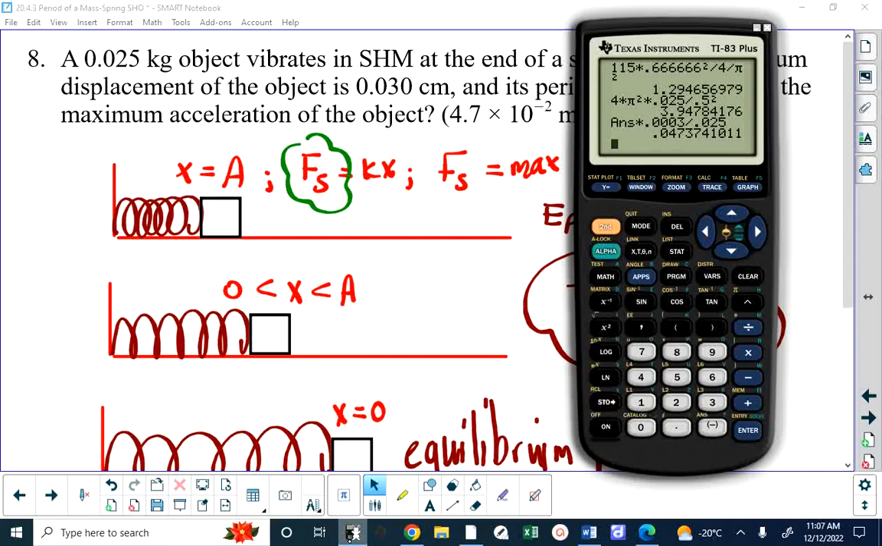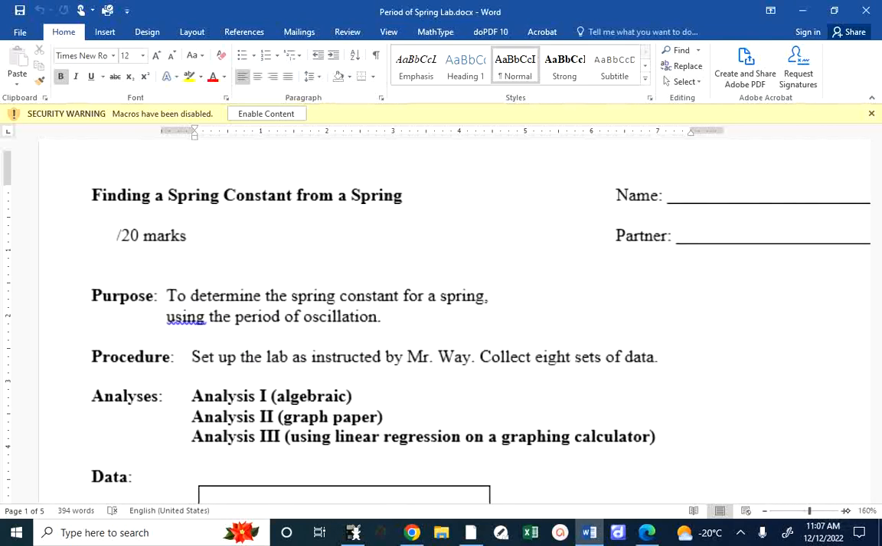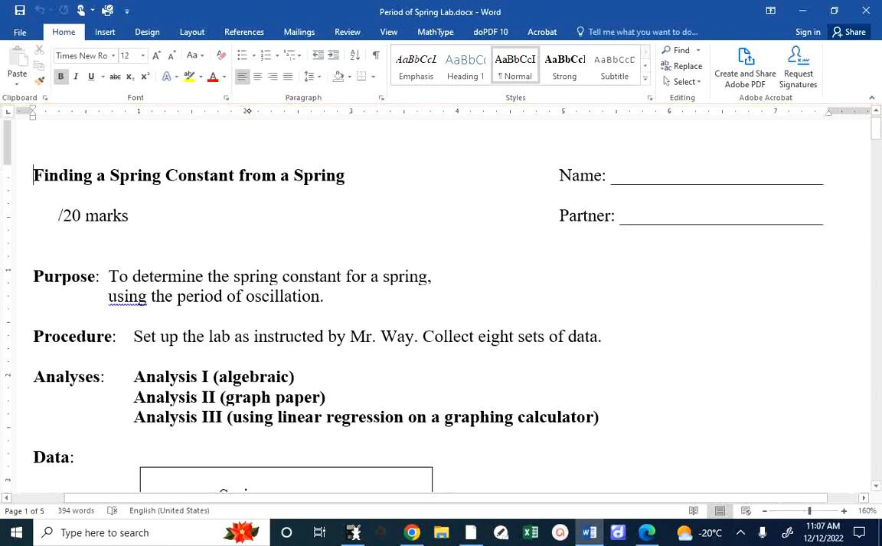One of the types of analyses that we do in Physics 30 a lot, which Physics 30 students struggle with, is a graphical analysis. And you're going to be doing a graphical analysis here with your lab. So the first thing to note in general is what you are doing in this lab is you are finding the spring constant.